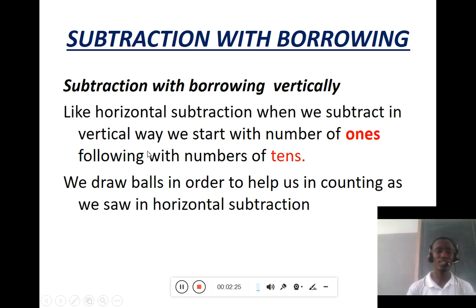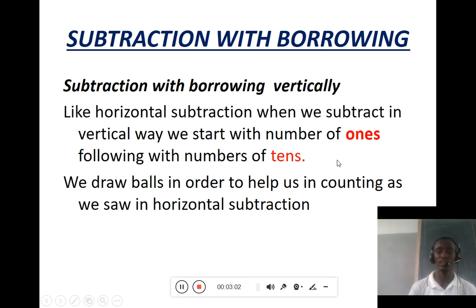Like horizontal subtraction, when we subtract in a vertical way, we start with the numbers of ones, following with the numbers of tens. This is a principal condition. Make sure that we start with the numbers of ones, because if you start with the tens, sometimes you can find that in the ones the subtraction is impossible, so you will get wrong answers. So it's a principle that we start with the number of ones, following with the number of tens.